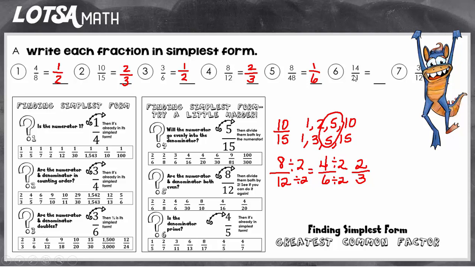So the factors of 14 are 1, 2, 7, and 14. And the factors of 21 are 1, 3, 7, and 21. So I see my greatest common factor is 7. So I'm going to divide them both by 7. 14 divided by 7 is 2. And 21 divided by 7 is 3. So 2/3 is the simplest form.